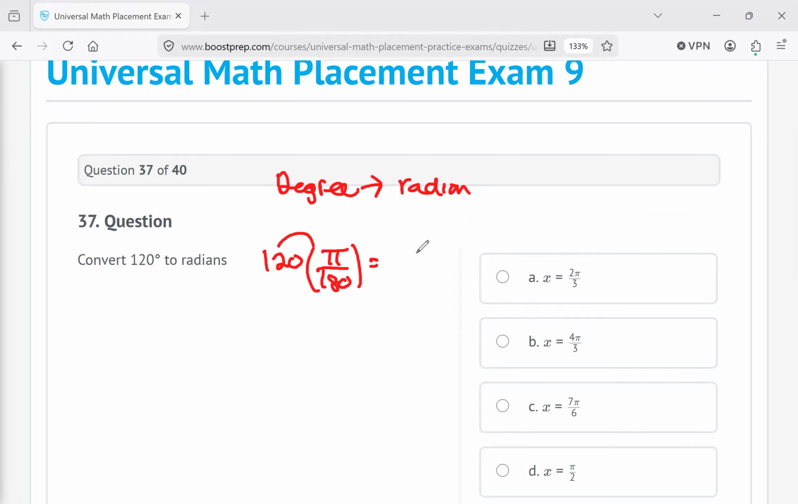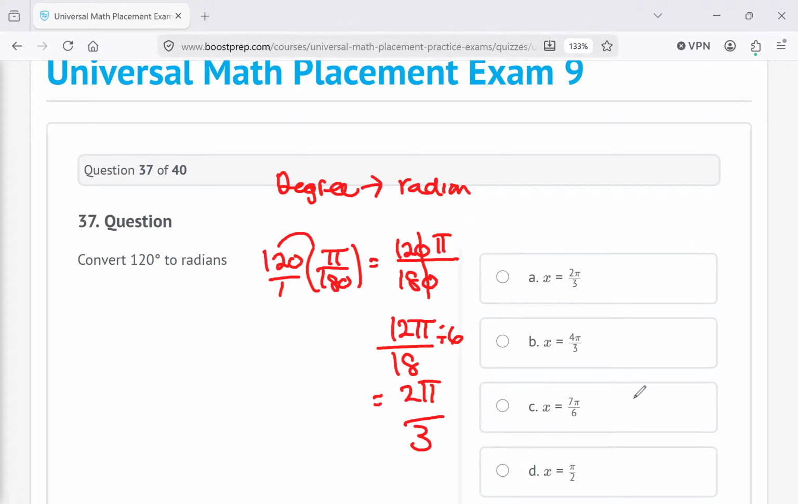So 120 times pi is 120 pi, and 1 times 180 is 180. Then the zeros cancel, so you're left with 12 pi over 18. Then try to reduce this by 6. 12 divided by 6 is 2 pi, and 18 divided by 6 is 3. So that's how you convert degrees to radians: 2 pi over 3.